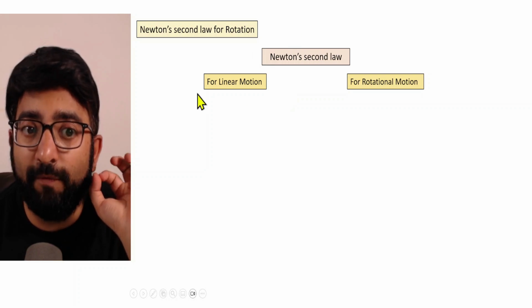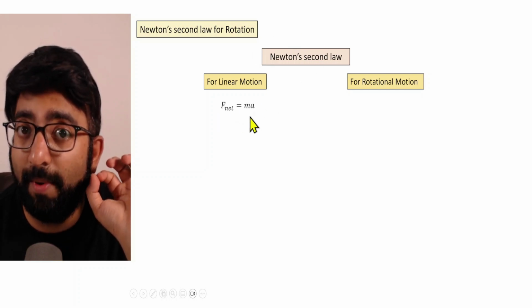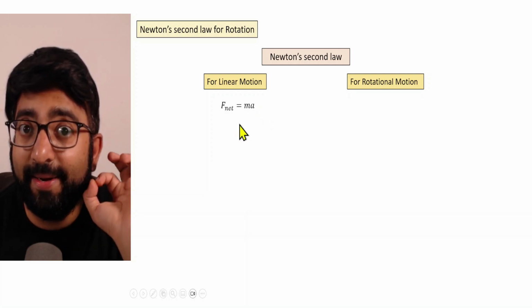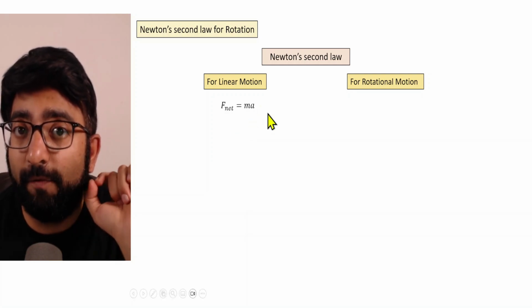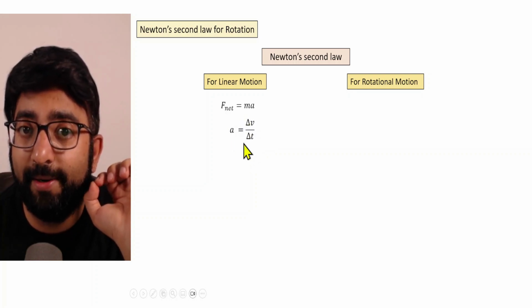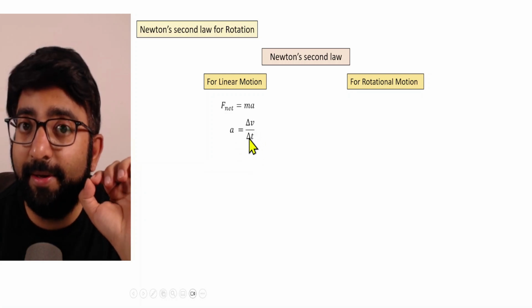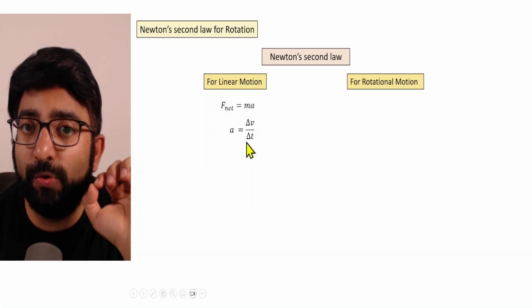So Newton's second law for linear motion is F net is equal to m into a, where m is the mass, a is the acceleration. And acceleration is the rate of change of velocity. And in formula terms, it is written like delta v upon delta t, where delta v stands for the change in velocity. Delta t is the time taken for that change to happen.